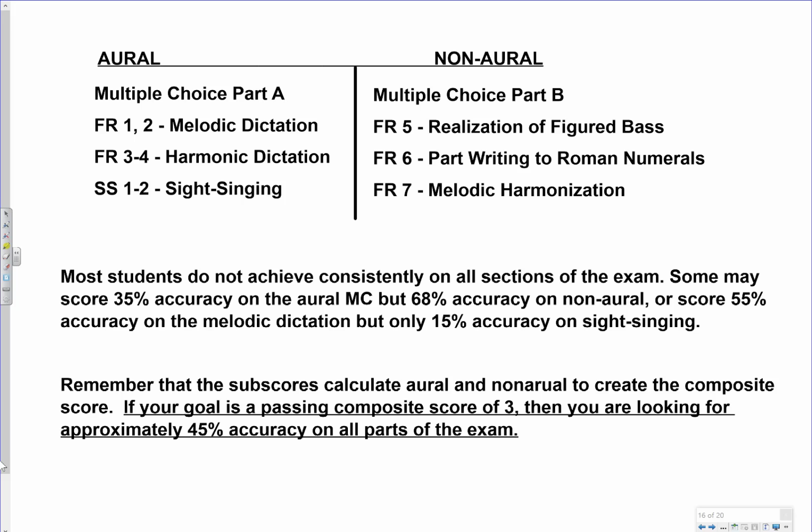Most students do not achieve consistently on all sections of the exam. Some may score 35% accuracy on the oral multiple choice, but 68% accuracy on non-oral, or score 55% accuracy on the melodic dictation, but only 15% accuracy on sight singing. Remember that the subscores calculate oral and non-oral to create the composite score. If your goal is a passing composite score of 3, then you are looking for approximately 45% accuracy on all parts of the exam.